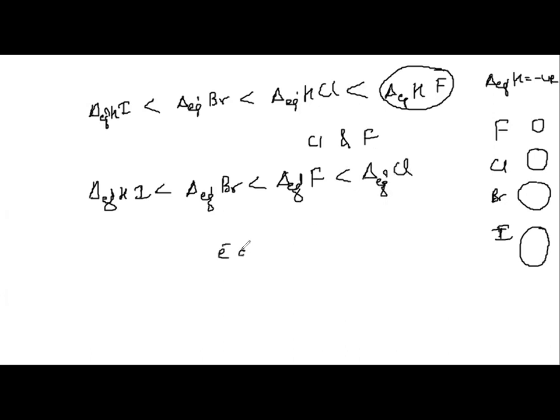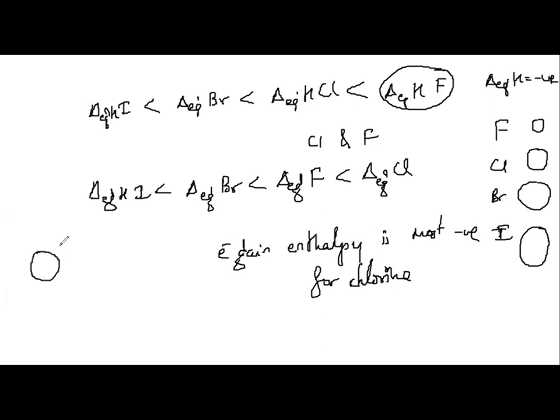So electron gain enthalpy is most negative for chlorine, not fluorine. Electronegativity is highest for fluorine, but electron gain enthalpy is most negative for chlorine. The reason is, if you see fluorine, this is the atom of fluorine, and this is the atom of chlorine. In fluorine the electron has to be gained here. In this case also the electron has to be gained.